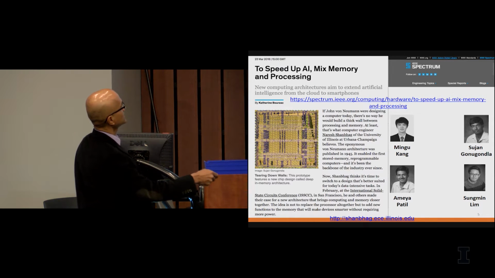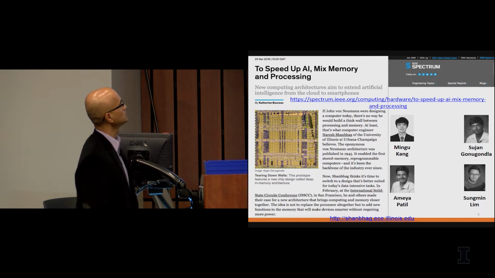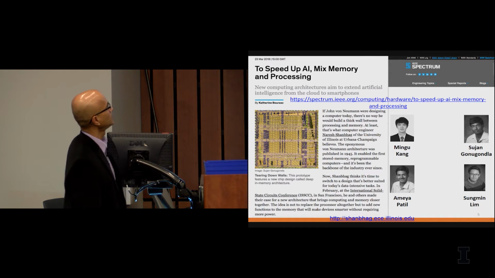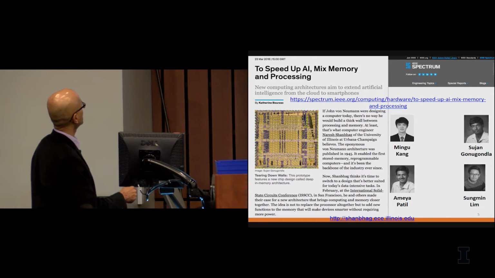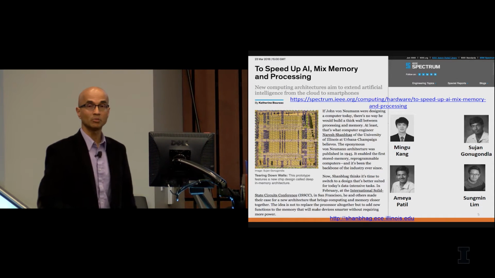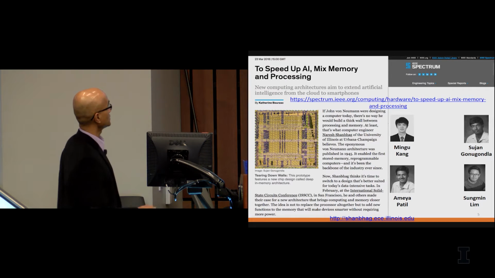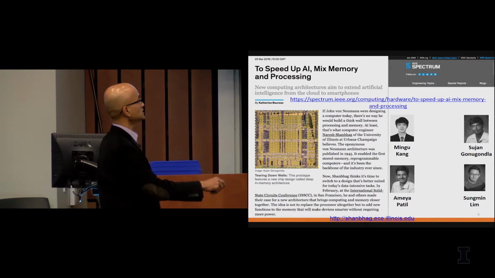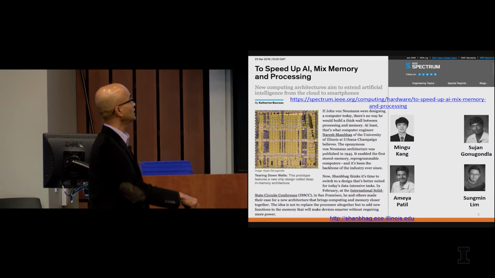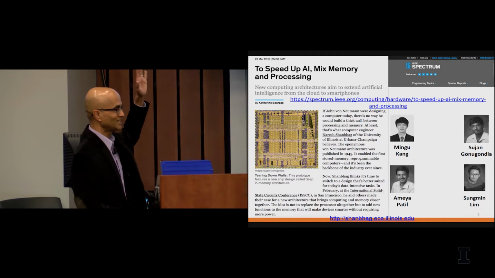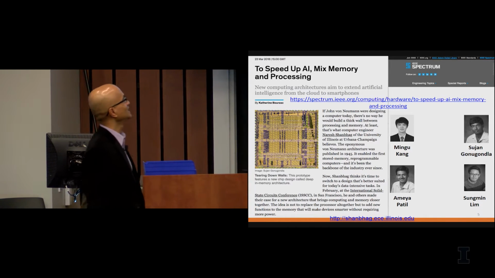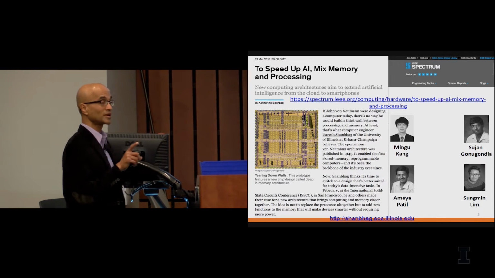So this article, actually I want to acknowledge my students whose work contributed to this article. Minggu Kang was the first student who came up with the idea of what we call deep in-memory architecture, DIMA. You'll hear more about it towards the end of the talk. Minggu is now graduated, working at IBM. Sujan, Amaya, and Sangmin are here. Amaya, yeah, and Sujan is somewhere there. And Sangmin is in the basement of CSL.